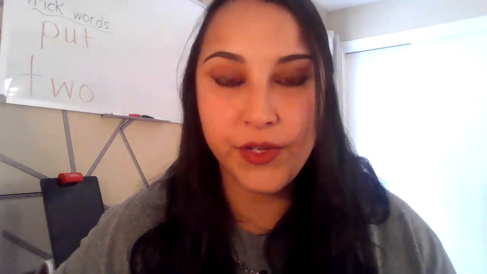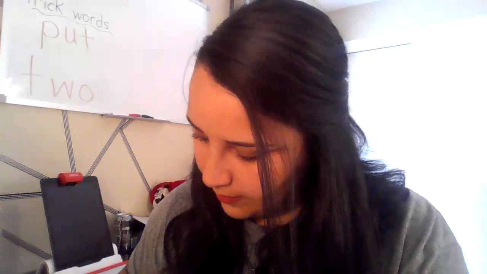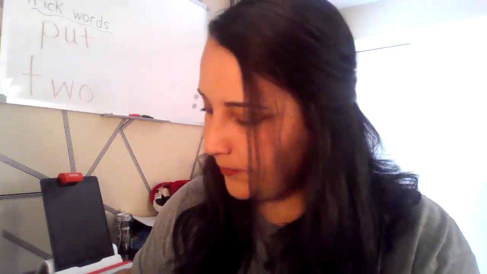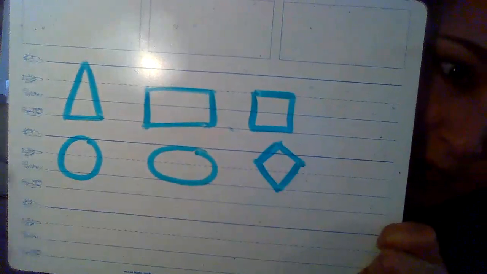But first we're going to get into the very quick review of the shapes that we have already done. The shapes that we have already done that you guys probably already know are the triangle, the rectangle, the square, the circle, the oval, and a lot of you guys forgot about this last one. So here it is. Remember, this is starting from here.